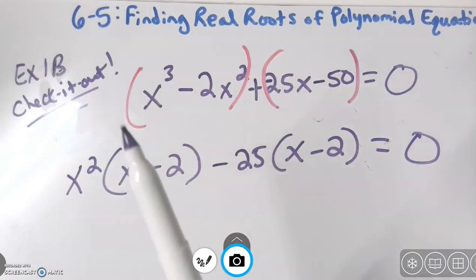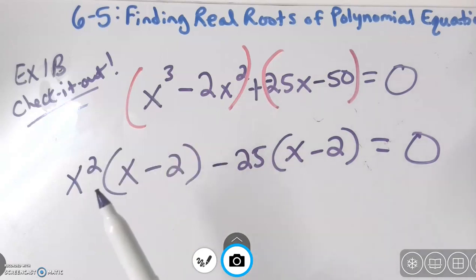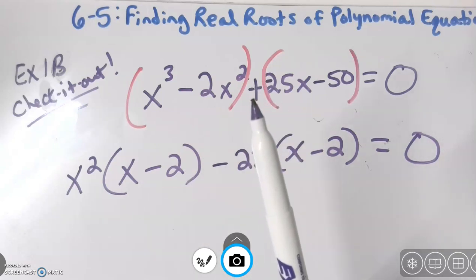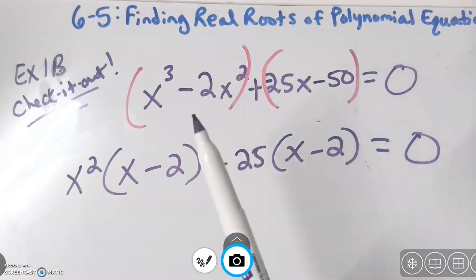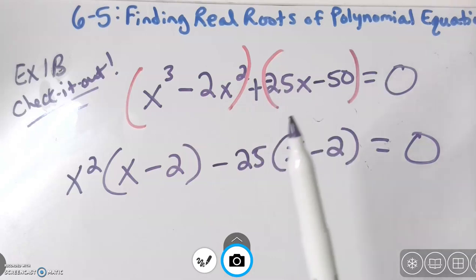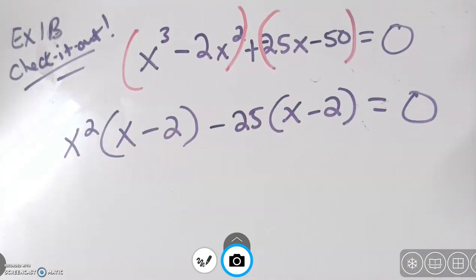So we put in these parentheses, and then here I factored out a GCF of x squared, and that left me with x minus 2. Then over here, we couldn't have subtraction. Okay, you can't subtract, if you remember, 2 polynomials, so we switched that to addition and then switched all of our signs. We factored out negative 25, and that left us with x minus 2. Okay, so now we're at this step here.